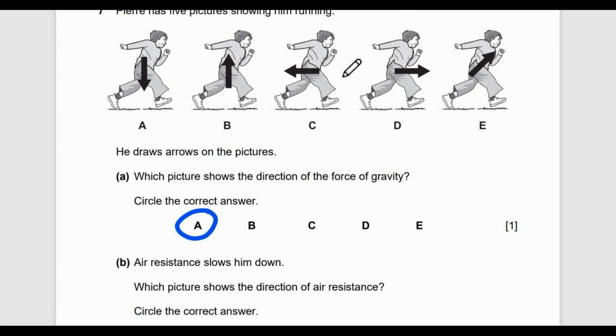If he's moving to the right, air resistance is the force that acts in the opposite way. So it will be to the left. In this case, it will be C. Since he's moving to the right and there's air resistance against his movement, that will be to the left. Left arrow, this will be C.